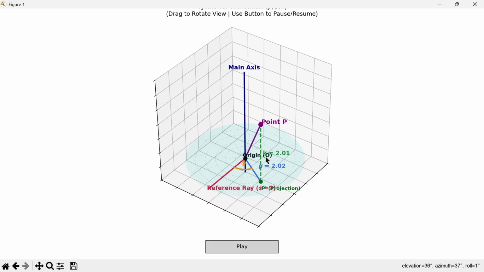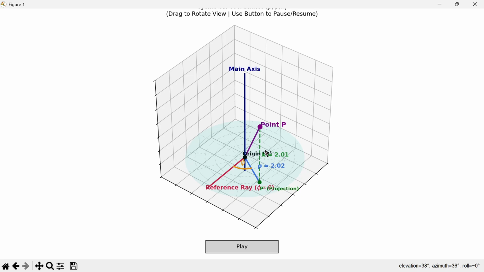That's it for the cylindrical coordinate system. Thank you.